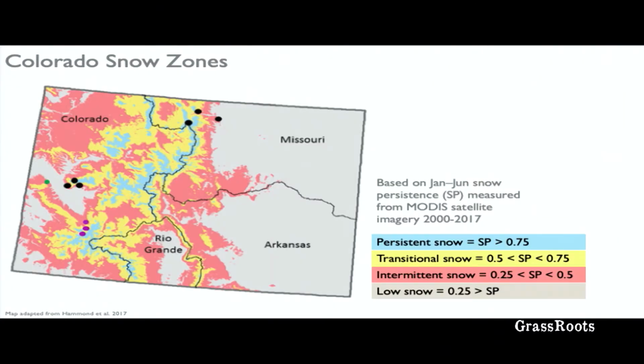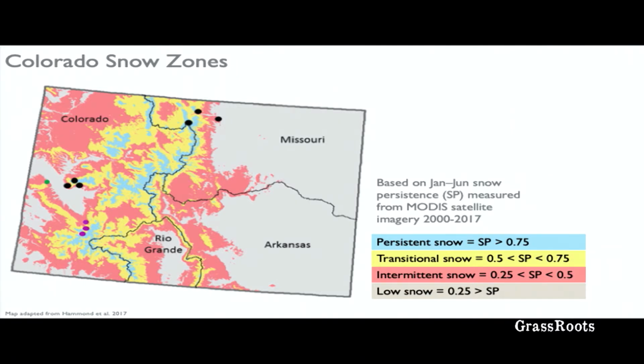The premise of this project is to try to understand what our stream flow looks like as it comes from these different snow zones in the state of Colorado. Stephanie had a graduate student who took satellite imagery from 2000 to 2017, and he did this globally, but we're just going to look at Colorado. What he did is map what percentage of time we have snow on the ground between January and June. The areas shown in light blue had snow on the ground more than 75% of the time from January to June over those 17 years of satellite imagery. So we call that our persistent snow zone.